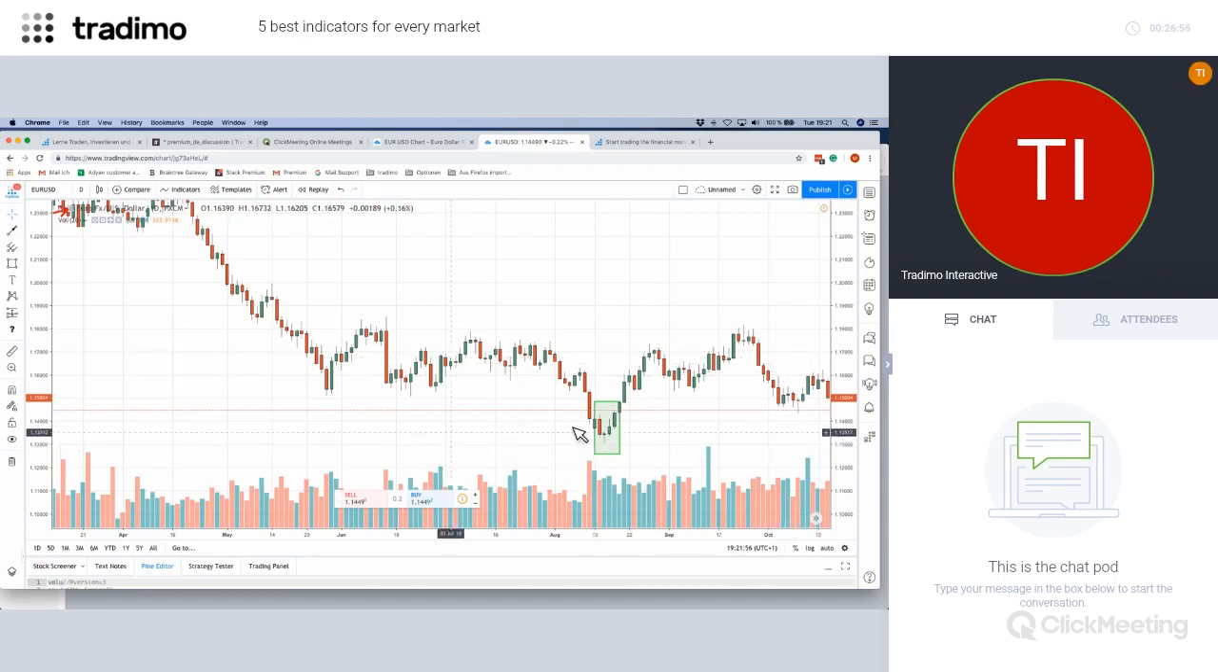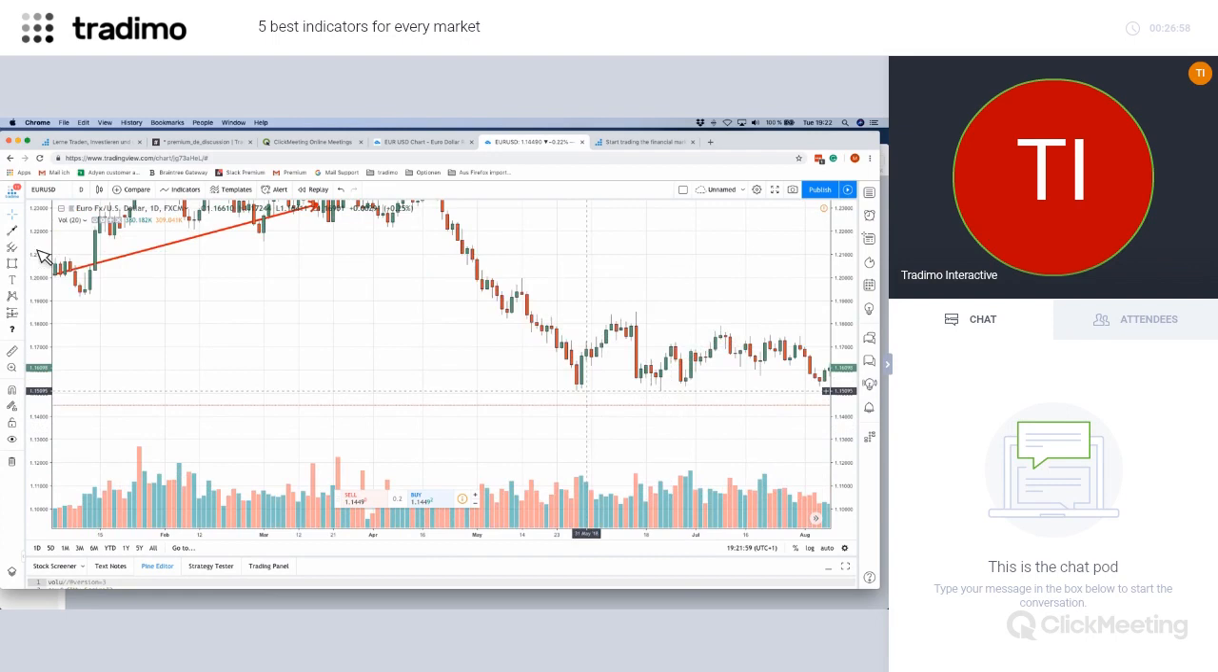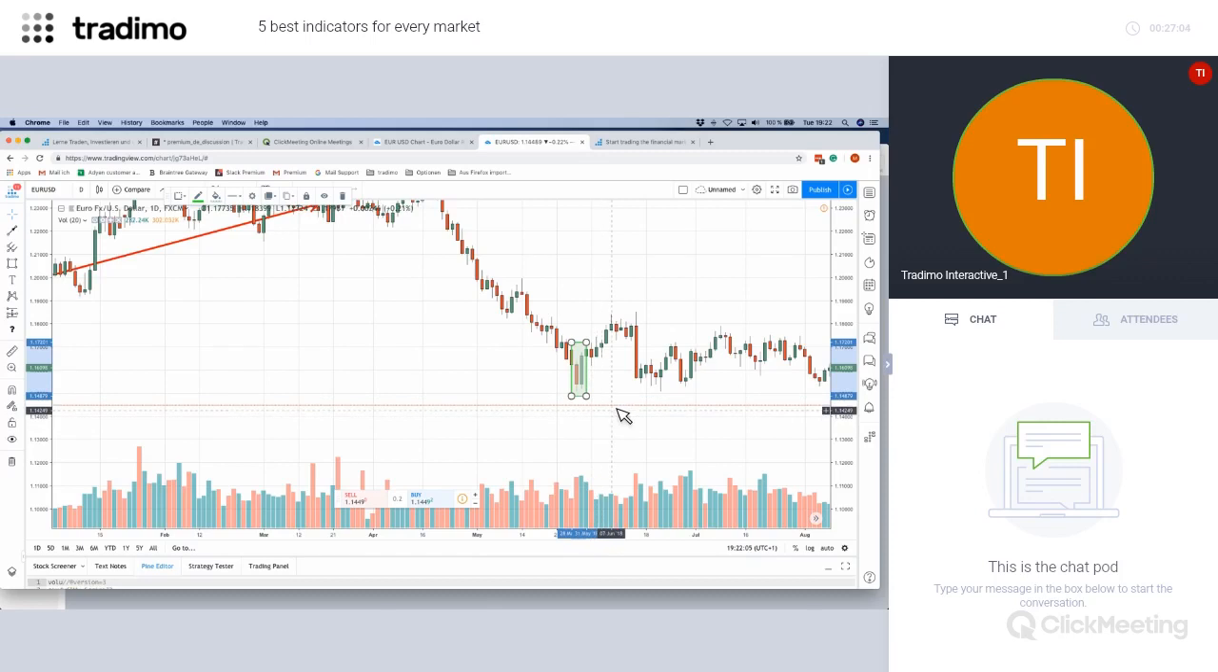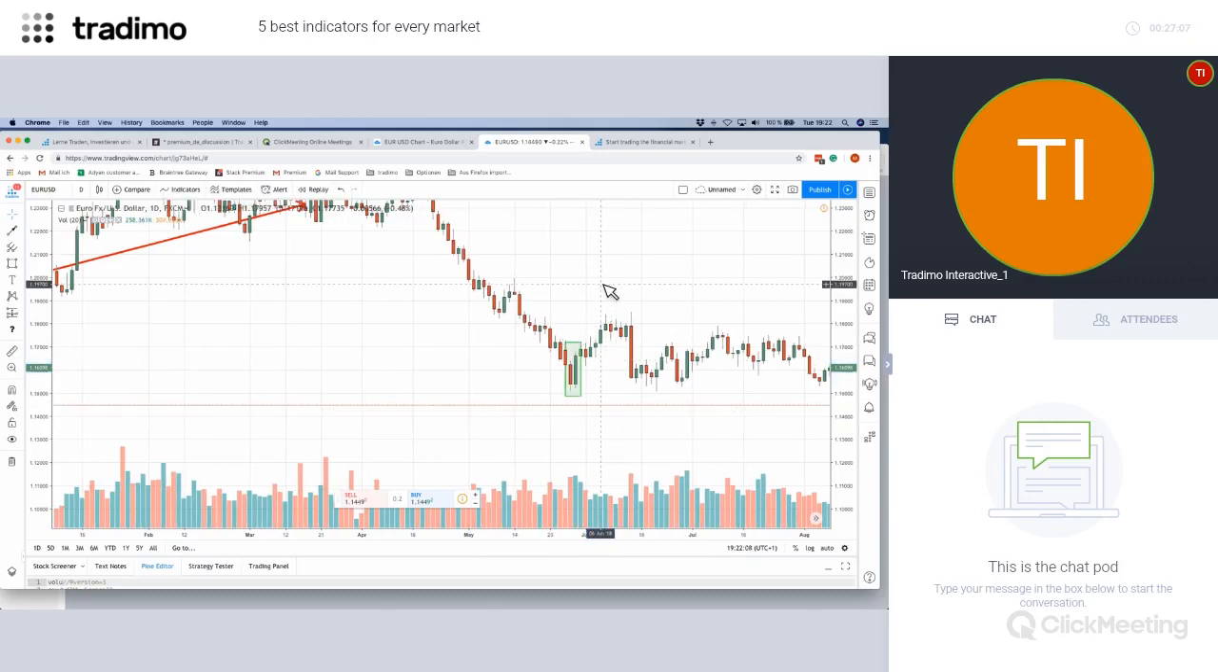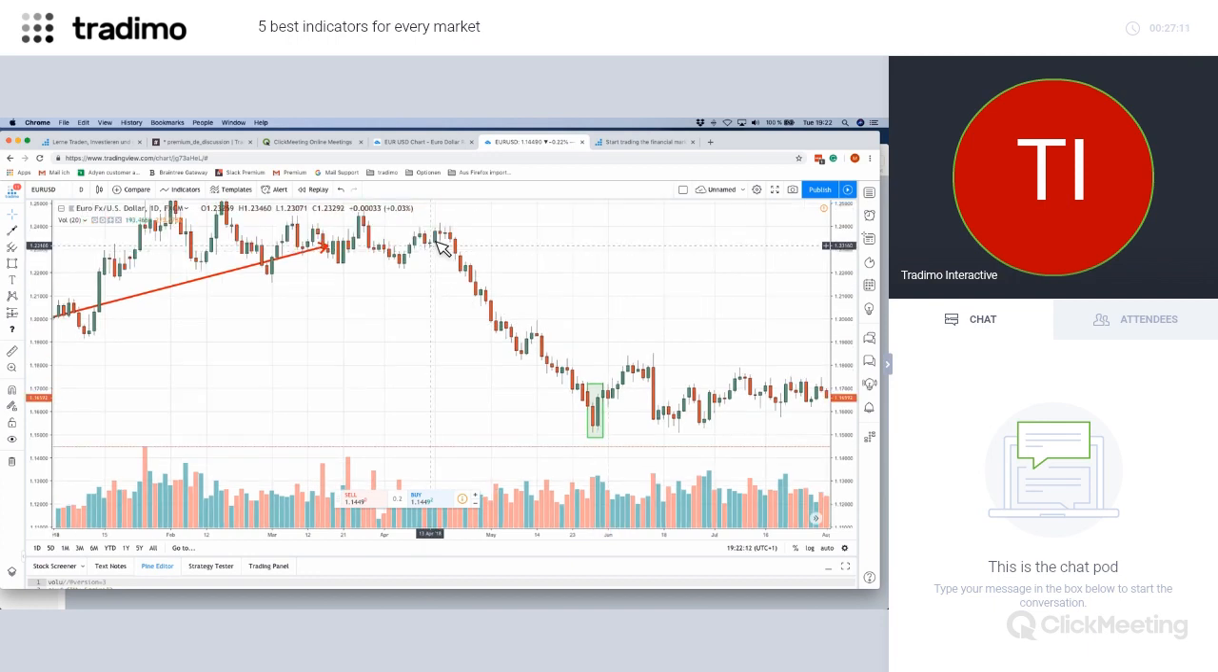I'll give you another example here, this one. Could you show this also as a comparison for the Apple share, for example? Yes, of course, I can switch to Apple. Just let me take this one as a last example here for Euro dollar.